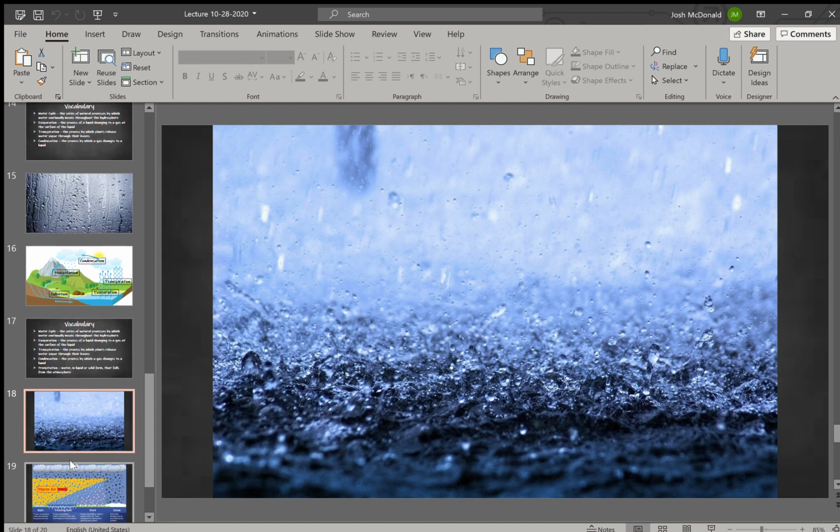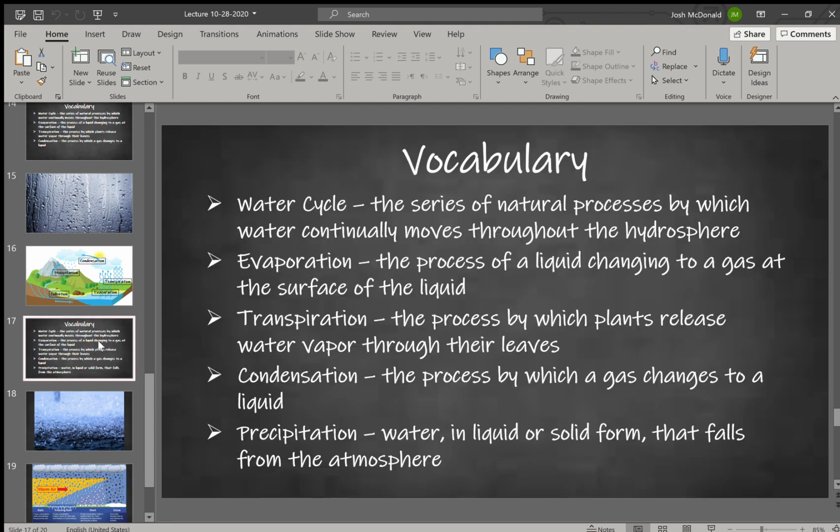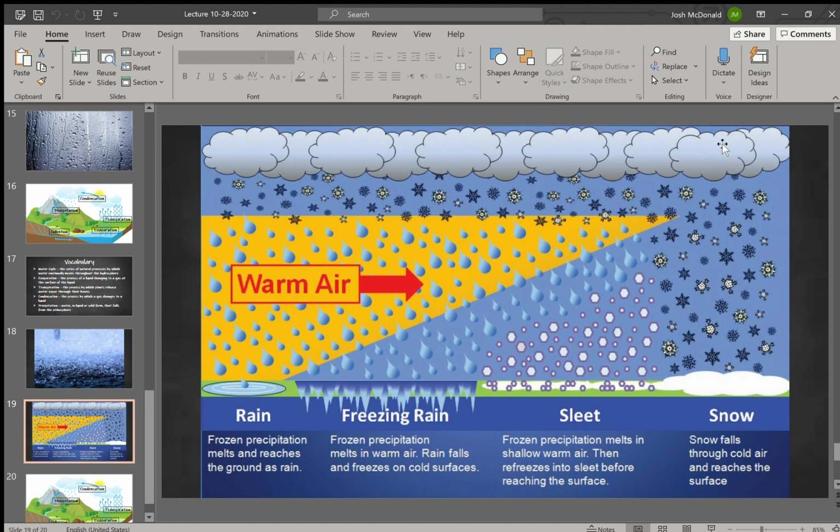So there's different forms of precipitation. So remember, it's water in either a liquid or a solid form that falls from the atmosphere. So what happens is, up in the clouds, you get water coming together, condensing, coming together from a vapor into a liquid, and as warm air hits it, it comes down as rain. So that's the one we're most familiar with.